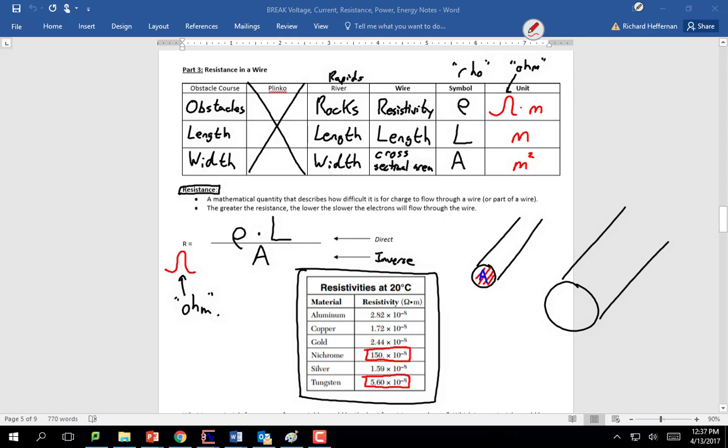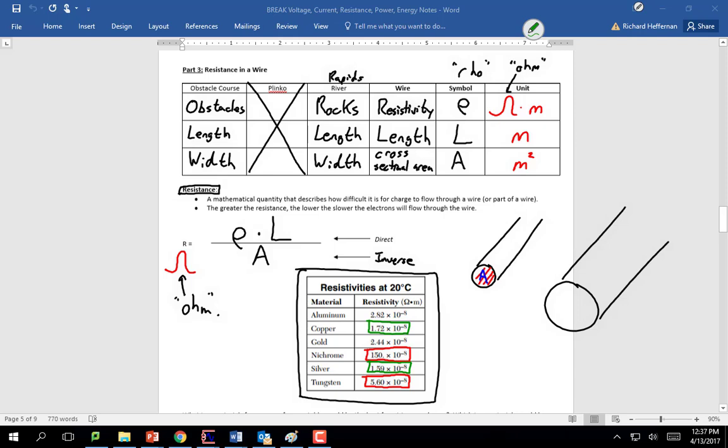The lowest resistivity belongs to the best conductors, what you would want your wires to be made out of if you wanted them to be good conductors. Copper has the second lowest resistivity, and silver has the lowest resistivity.